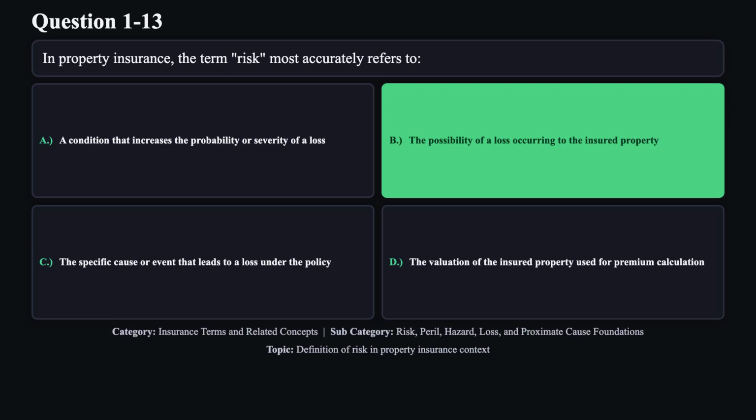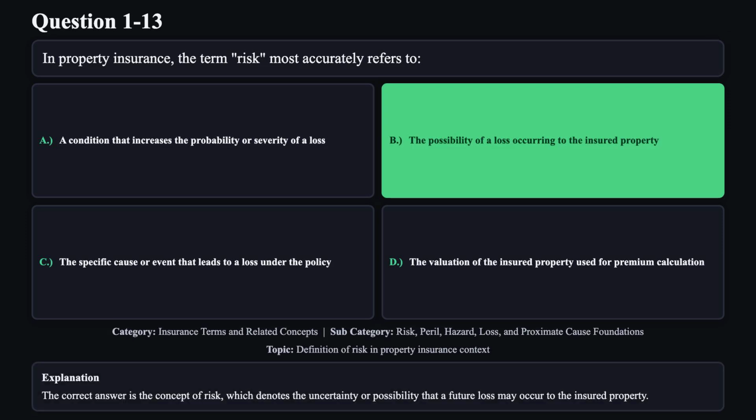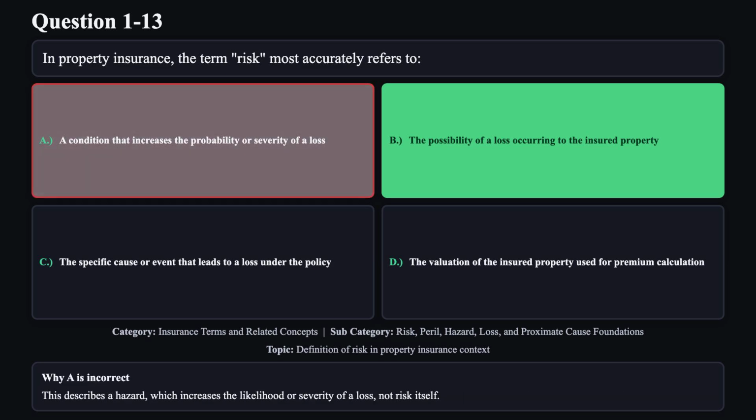The correct answer is B. The correct answer is the concept of risk, which denotes the uncertainty or possibility that a future loss may occur to the insured property. Reason A is not correct. This describes a hazard which increases the likelihood or severity of a loss, not risk itself.